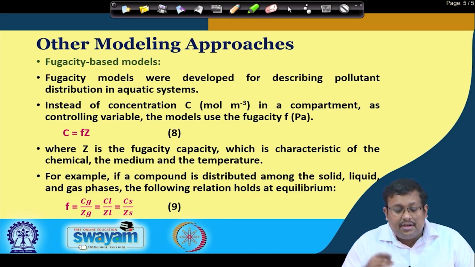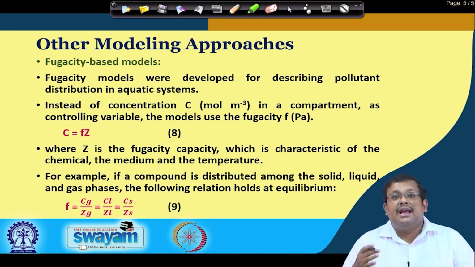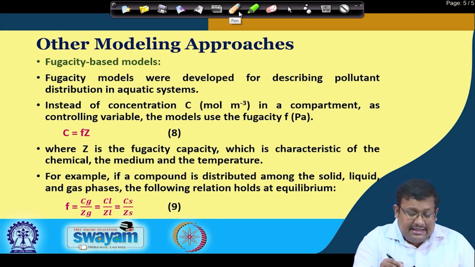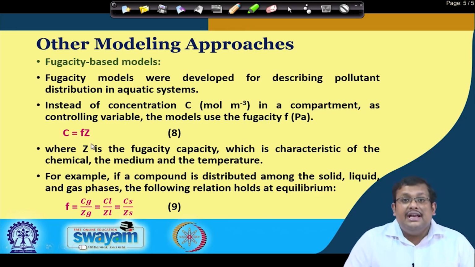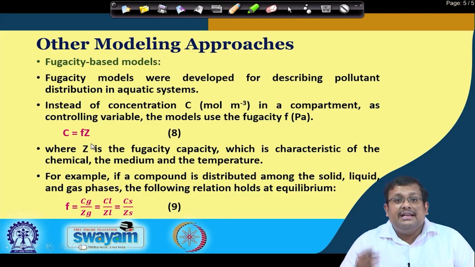Now, fugacity based models were developed for describing the pollutant distribution in aquatic systems generally. Instead of concentration C in a compartment as the controlling variable, the model used fugacity in terms of Pascal. So, we have already seen this equation, that is C equal to Fz, where Z is the fugacity capacity, which is a characteristic of the chemical, the medium and the temperature.